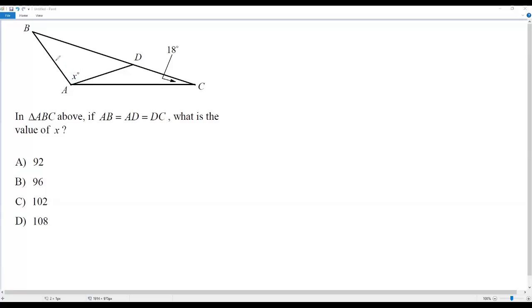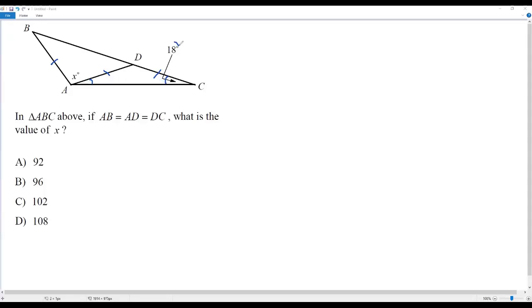The question also gives the length of AB, the length of AD, and the length of DC. So these three sides are equal in length. Already we know that in a triangle, the angle measures opposite to the sides of equal length must be equal in measure. So the angle measure over here and the angle measure over here are opposite to the sides of equal length, so they must be equal.